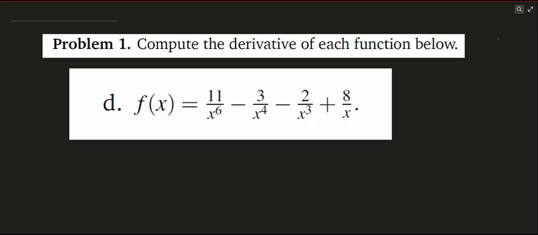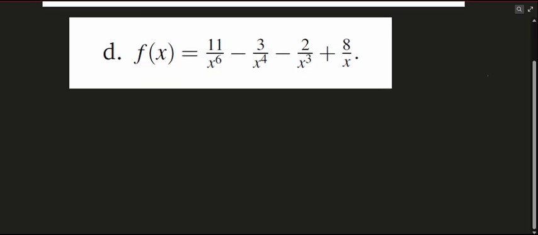Okay, everyone, now we've come to the portion of the video that deals with derivatives. We're past continuity. So for problem 1, this is now worksheet 4, by the way. So we're done with worksheet 3. The only part of it that was relevant for the video was the continuity. So for this one, it's problem 1, part D. Compute the derivative of each function below.